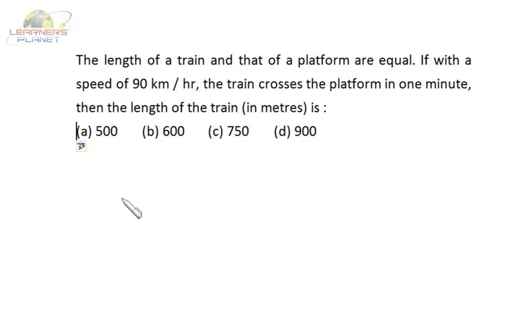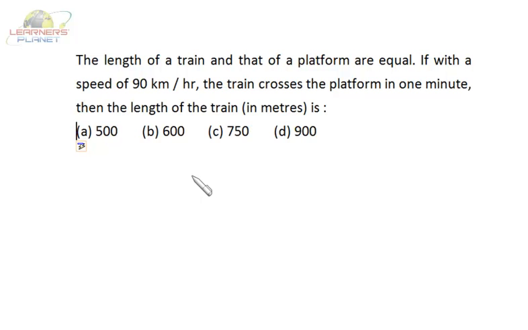Just pause the session. The length of the train and that of a platform are equal. If with a speed of 90 km per hour, the train crosses the platform in 1 minute, then the length of the train is. Friends, let's try to do this problem without the use of paper and pen.